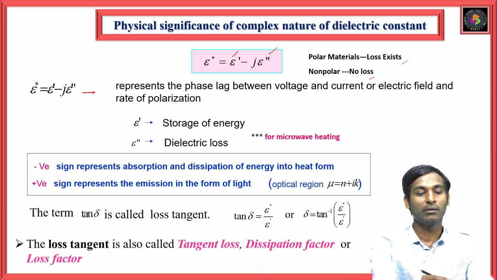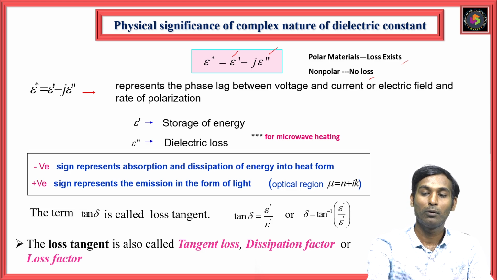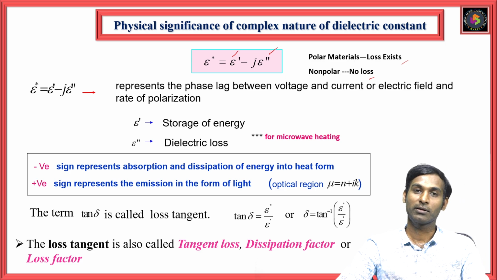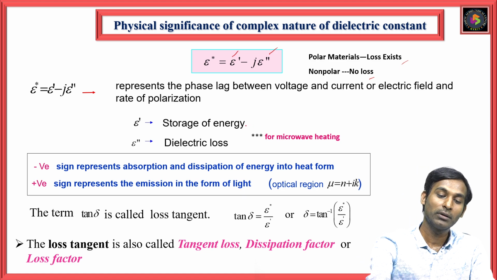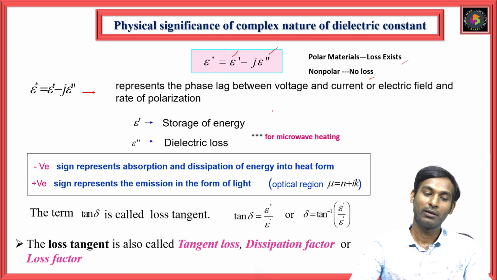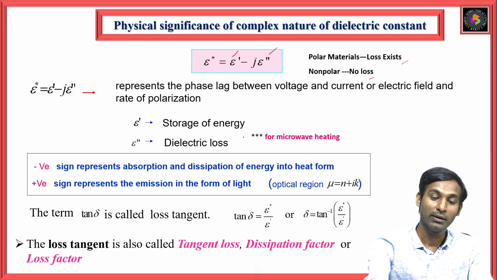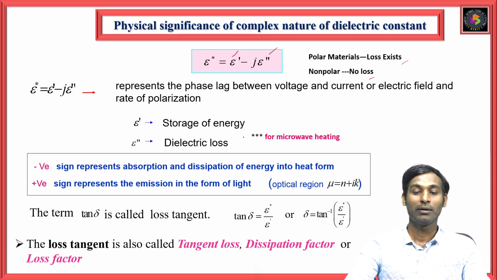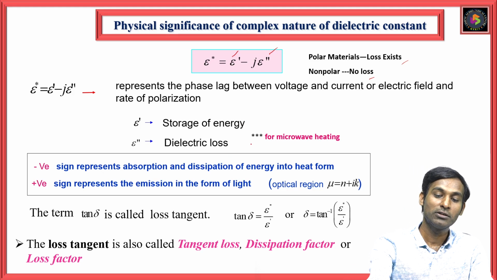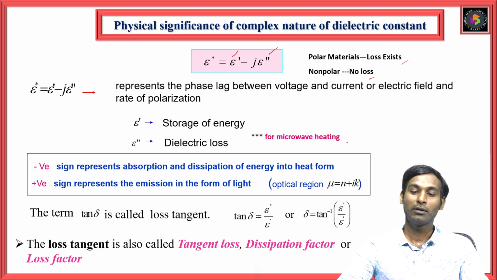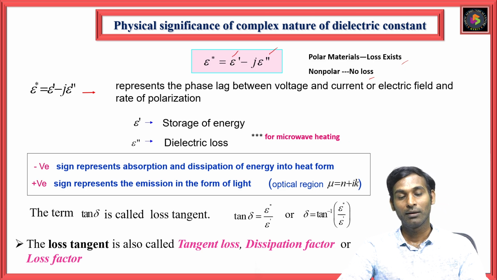For example, this equation represents the phase lag between the voltage and current, or the electric field and rate of polarization. Polarization is equal to the dipole moment divided by volume. Here, the real part indicates the storage of energy. The imaginary part indicates the dielectric loss. This equation is suitable for microwave heating. In microwave heating, we can easily see what the storage factor and the loss factor are.